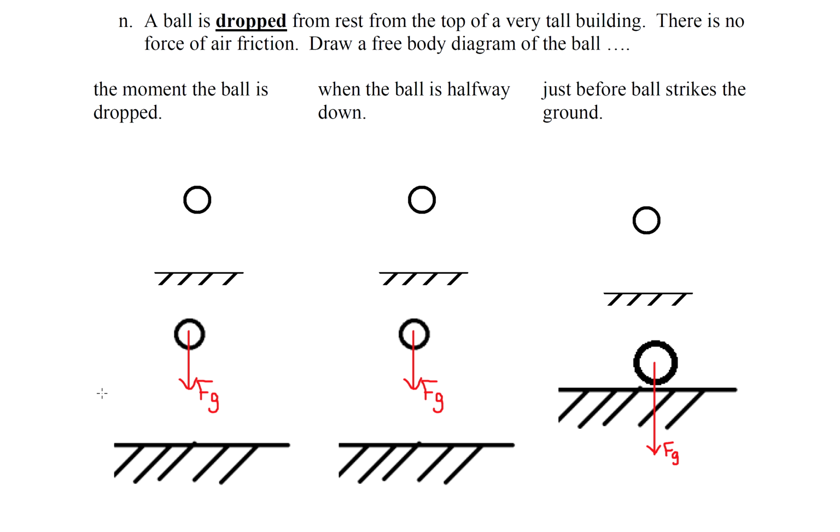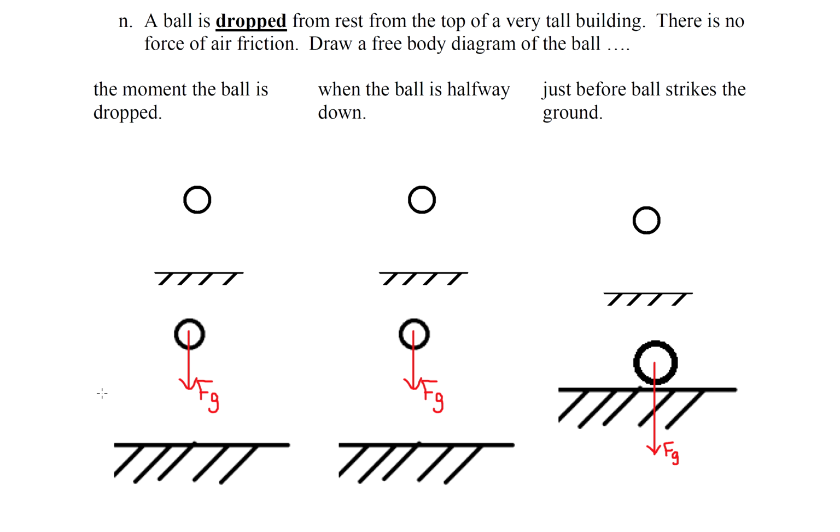Part N. A ball is dropped from rest from the top of a very tall building. There is no force of air friction. Draw a free body diagram of the ball the moment the ball is dropped, when the ball is halfway down, and just before the ball strikes the ground.